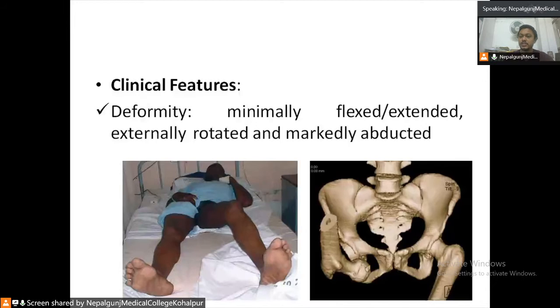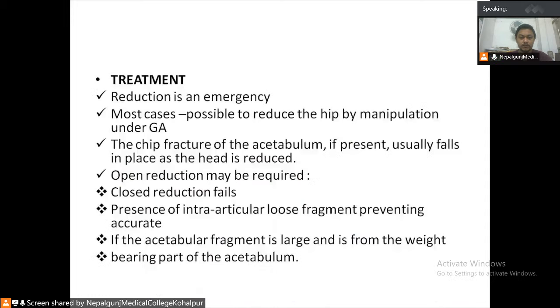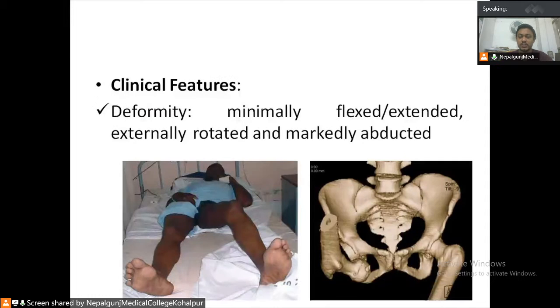So in anterior hip dislocation, there can be extension, external rotation, and abduction. These deformities, I repeat again, are very important from an MCQ point of view.